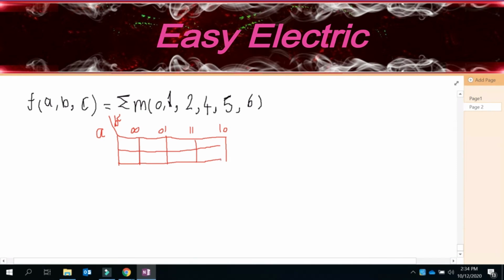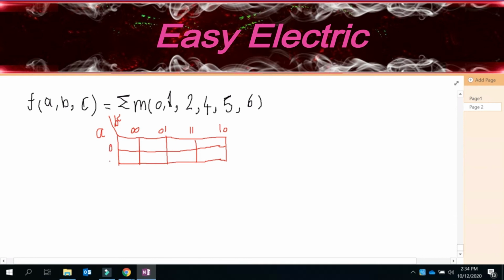So let's start again. You have a function with 3 variables. You want to use the K-map and get the simplest form of this function. The function has 3 variables, so the K-map should have just 8 squares. So this is a K-map.